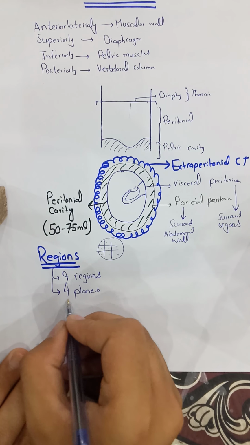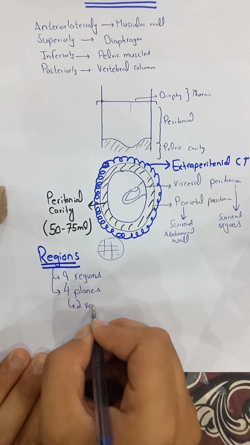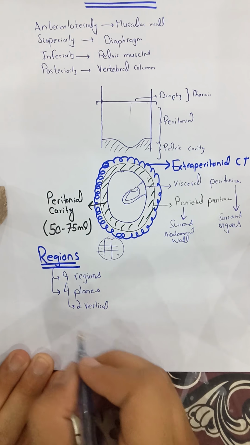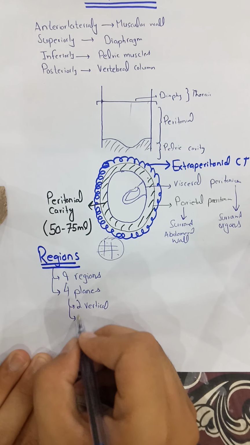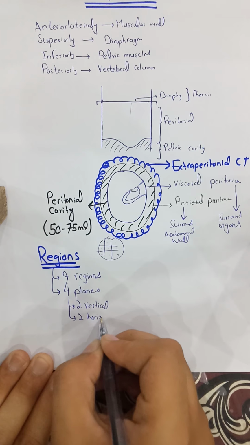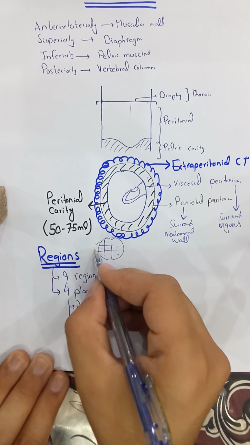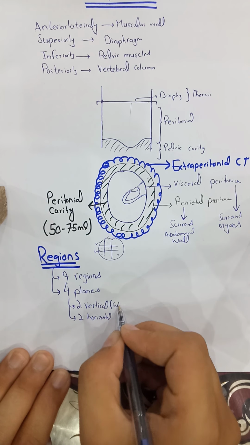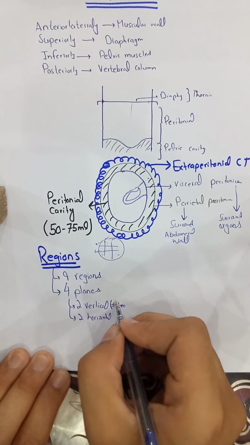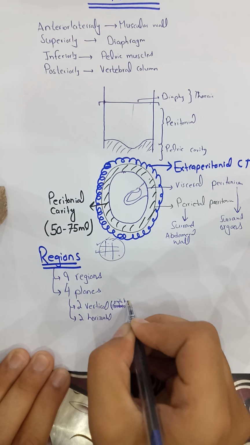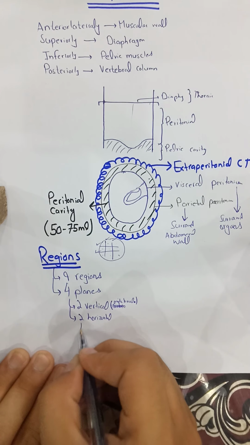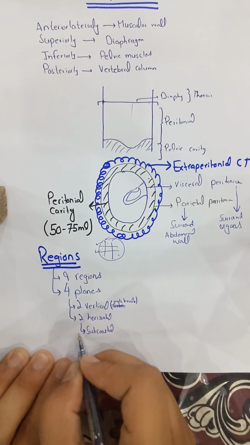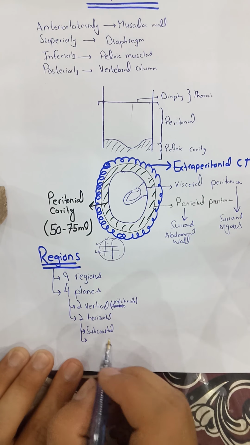From these 4 planes there will be 2 vertical planes. This number 1 and number 2 will be the 2 vertical planes. And there will be 2 horizontal planes. These two, this and this, are the horizontal planes. The vertical planes will be the mid clavicular, and of the 2 horizontal planes, one will be the subcostal plane and the other one will be the transtubercular plane.